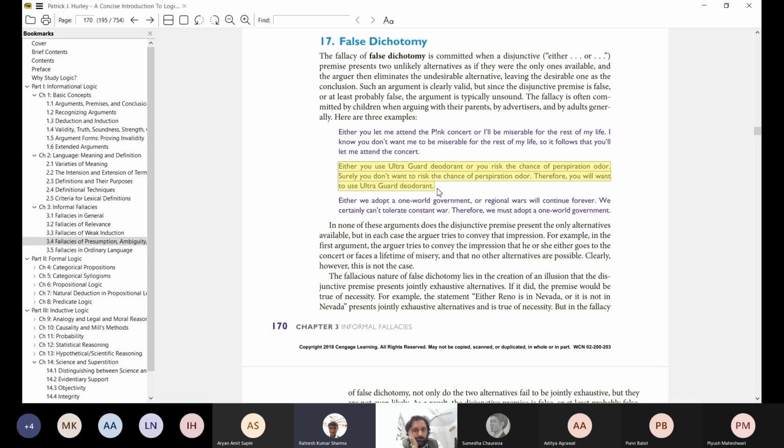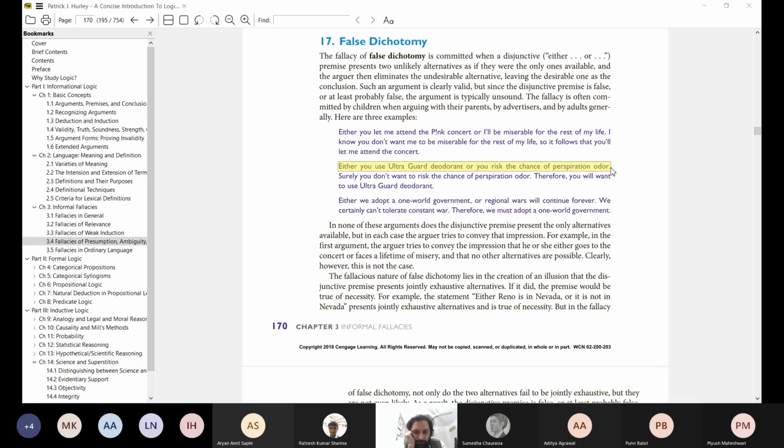Yes, sir, I think the issue is that the person can use other kinds of deodorant also, but the argument is saying you have to use only this. So maybe it is advertising a brand, I think. Yeah, first of all, one problem is that it's not including other possible deodorants, and maybe deodorants aren't essential for preventing perspiration odor or whatever. But again, you see, the issue is with that premise.